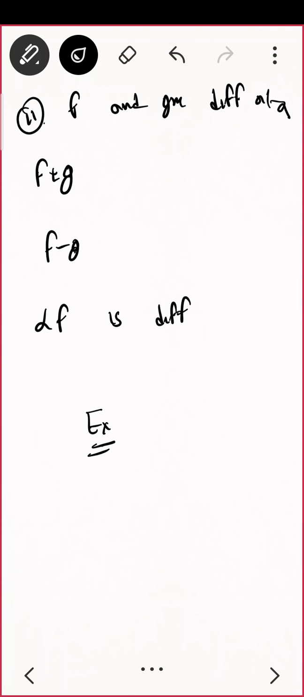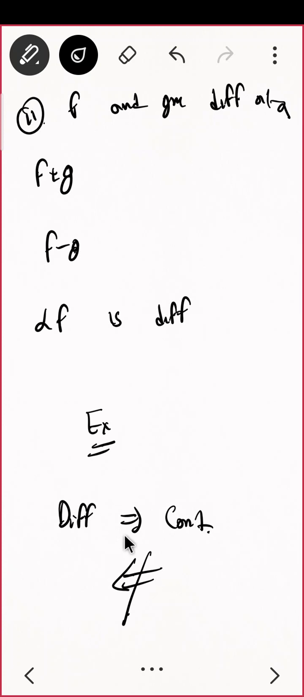Okay. And one more, the most important, is that differentiability implies continuity. That we'll do in the next lecture. Differentiability implies continuity, and the converse is not true. We'll give some counterexample for that. Okay.